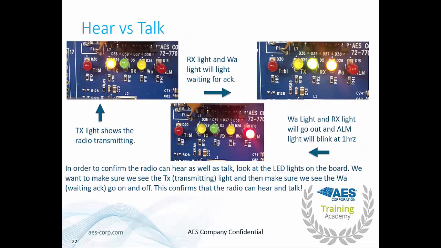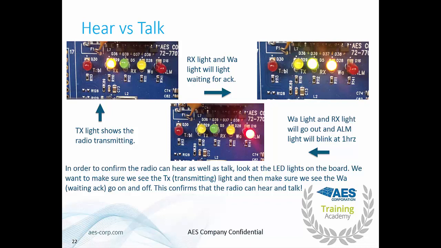After you've put up your antenna, I want to do one final check to make sure that the antenna is placed in the proper spot. In order to initiate a transmission, you can hit the reset button on the subscriber. After you do that, you'll see the TX light will light up when the subscriber is transmitting. After the TX light goes off, you'll see the RX and WA light, the receiving and waiting for acknowledgement light, light up.